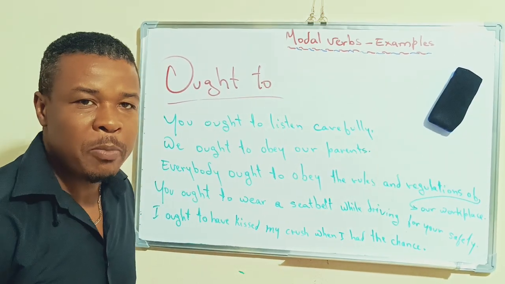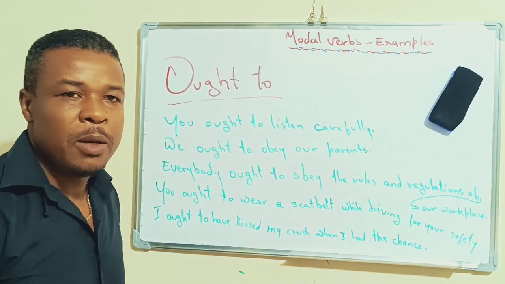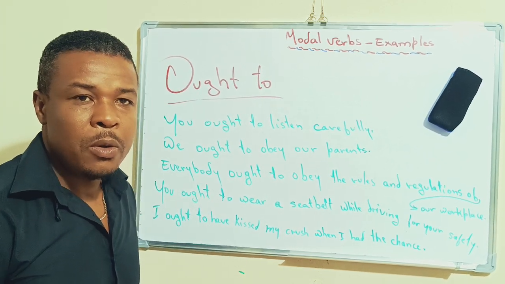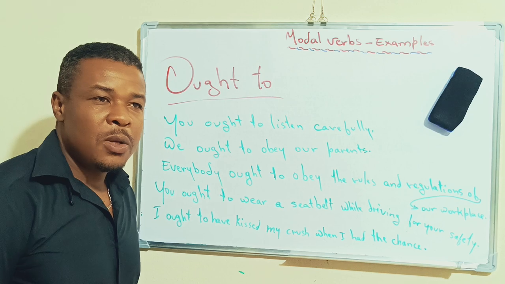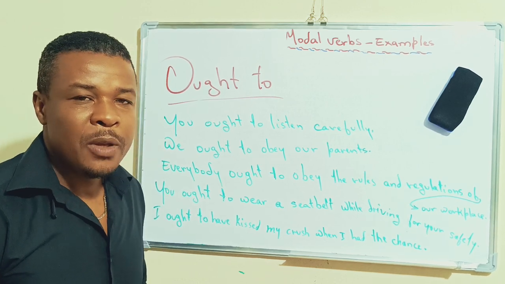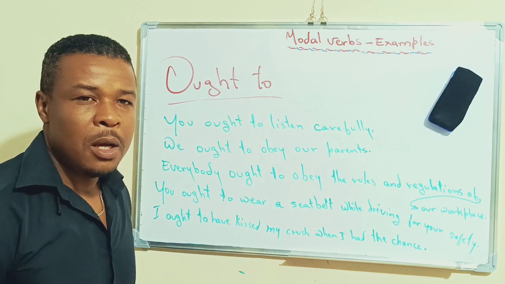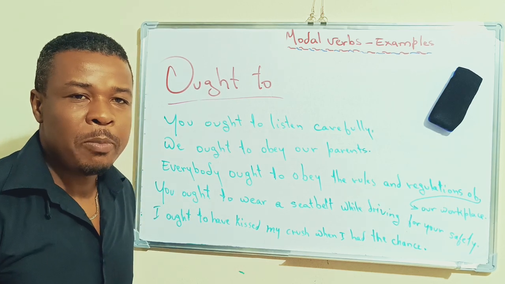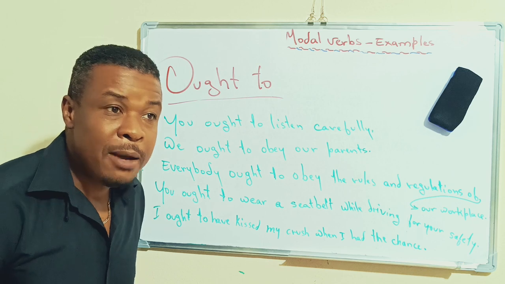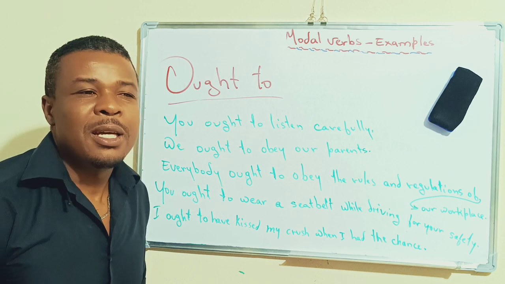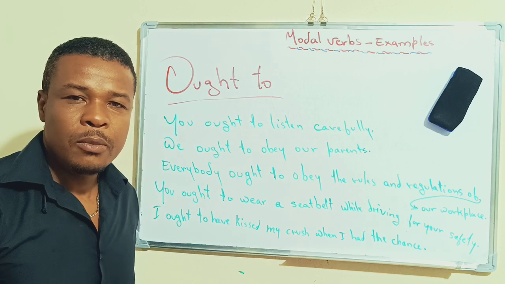We ought to obey our parents, ¿ok? Es como, por ejemplo, tenemos to have, pero have to es una expresión similar a esto, similar a must, ¿verdad? We have to obey our parents. Entonces, we have, quiere decir yo tengo, ¿verdad?